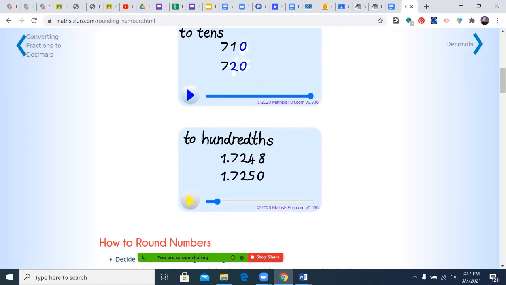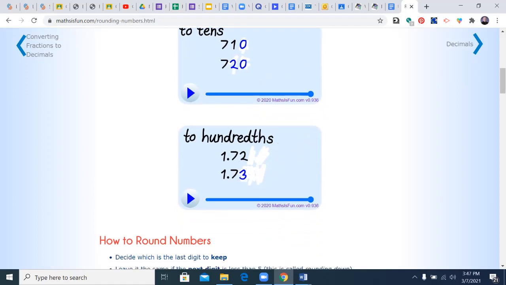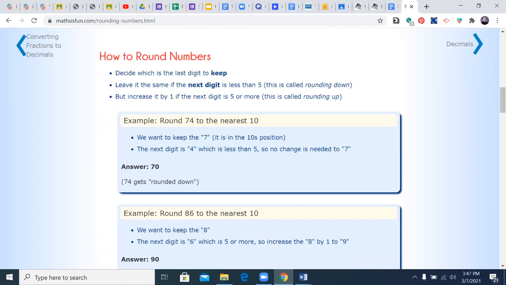But let's look at hundredths. And the hundredths is the second place. 4 is less than 5, so the 2 stayed the same. But now over here, 5 is 5 or more, so that 2 in the hundredths place goes up to a 3, and then we turn everything else into zeros or truncate it. So it became 1.73.